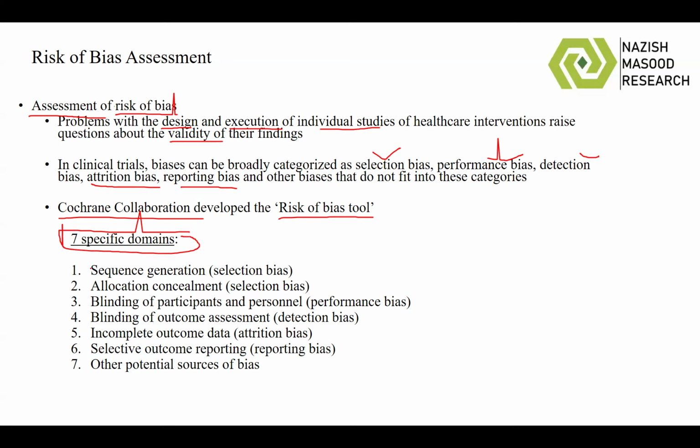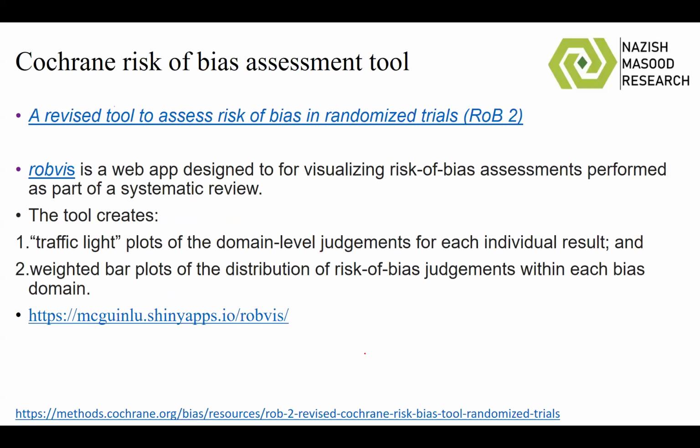Those 7 domains are sequence generation, allocation concealment, blinding of participants, blinding of outcome assessment, incompleteness of data, selective outcome reporting, and then other sources of potential bias. So a lot of these things are covered in detail in the Cochrane Risk of Bias Assessment tool. We are going to do a hands-on on it just now.